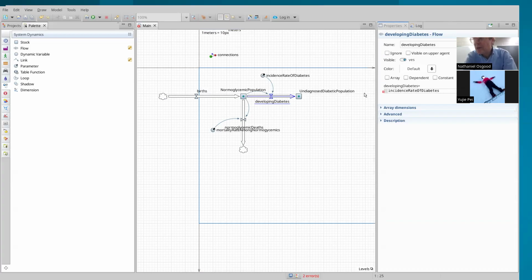And what is it? Is it plus or times? Times. Because it's a chance per unit time, or chance per year, times what? Times the normal glycemic population. You got it.